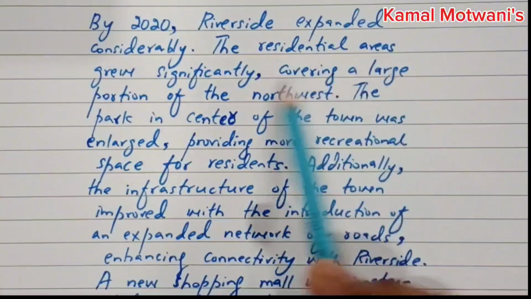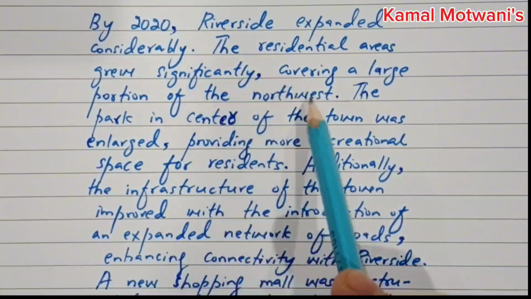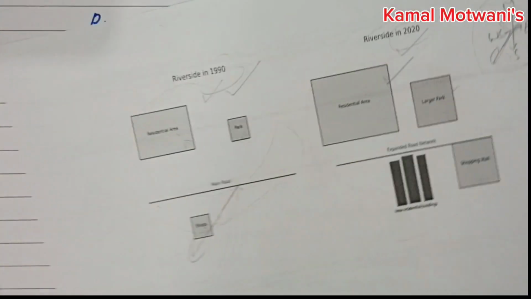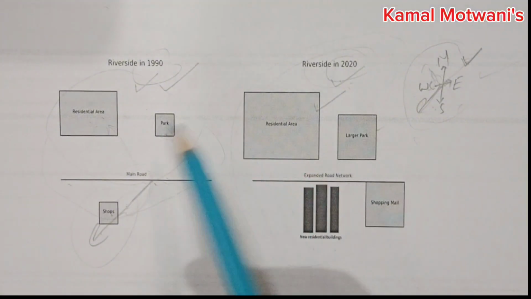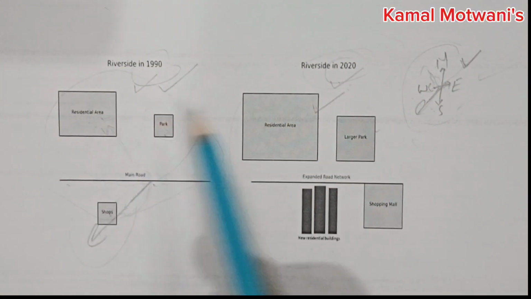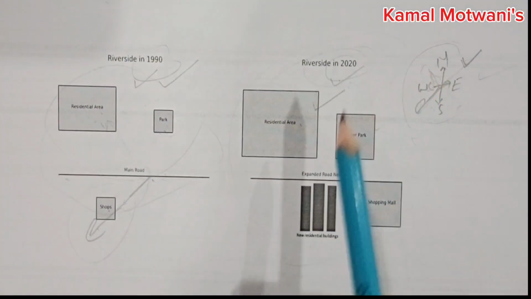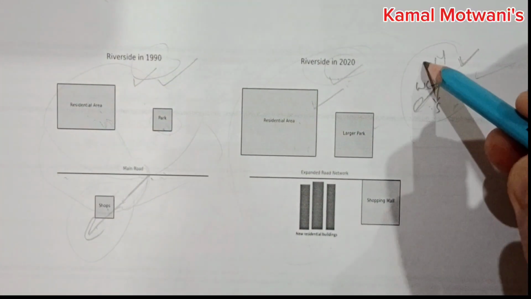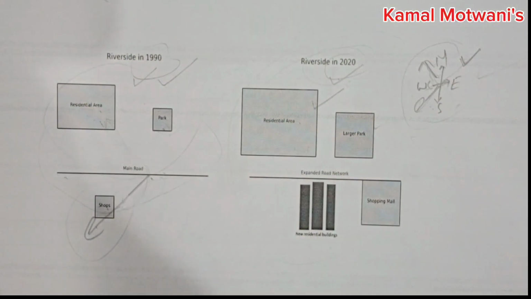The residential areas grew significantly, covering a large portion of the northwest. See, the residential area has expanded from this to this, very big, but this is the northwest side. You can see this is the northwest.